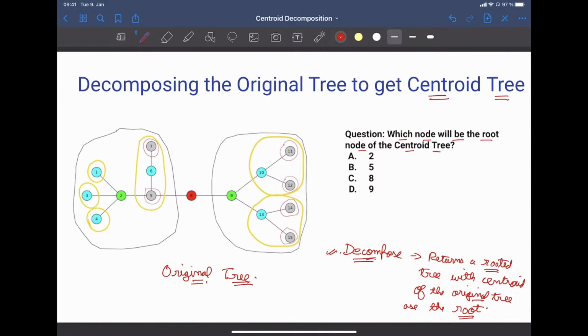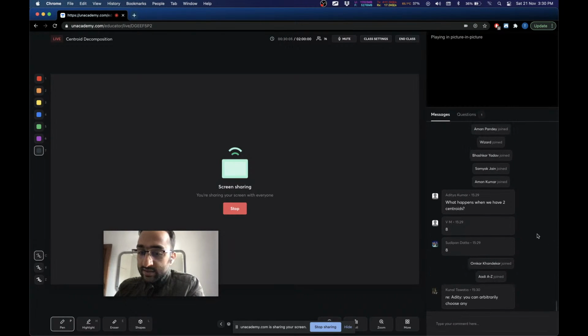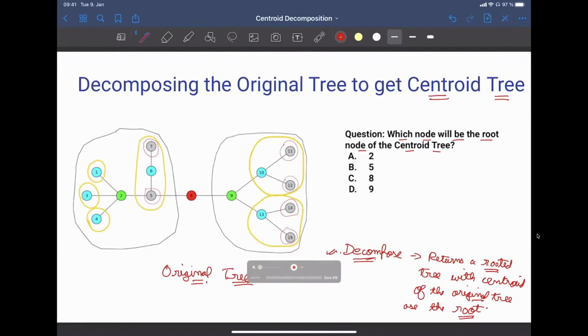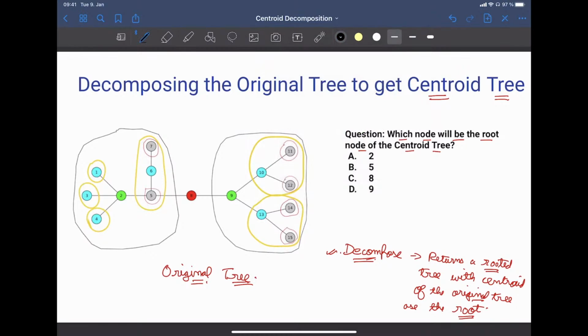And we know that whenever you call decompose, it returns a rooted tree with the centroid of the original tree as the root. Yeah, so the majority of you have answered C, which is the correct answer. And why is that the case? Because we know that node C is 8, and we know that 8 is the centroid of the given tree.